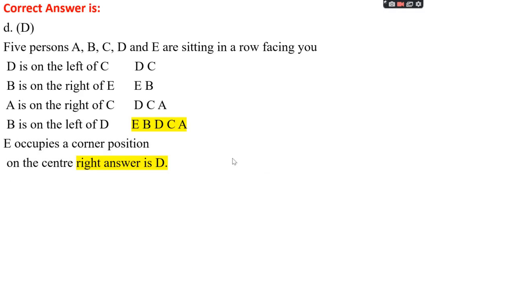Okay, five persons A, B, C, D, E are sitting in a row facing you. D is on the left of C. B is on the right of E, so EB. A is on the right of C, so D, C, A. B is on the left of D, so B must come before D. Okay, B, D, C, A. E occupies the corner position. On the center, the right answer will be D.